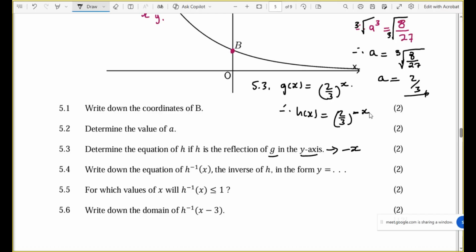Guys, tell me, should we leave our answer like this? No, sir. Okay, we need to write this as a positive exponent, which is 1 over 2 over 3, with the x, which is the same as saying this one is also to the power x, because 1 to the power anything is 1. Then take out that x as a common factor. So this will be 1 over 2 over 3, everything to the power x, which gives us just 3 over 2 to the power x. So h at x is equal to that.